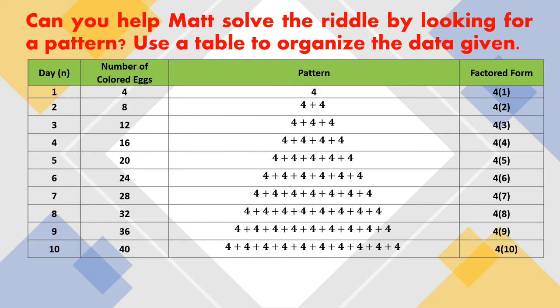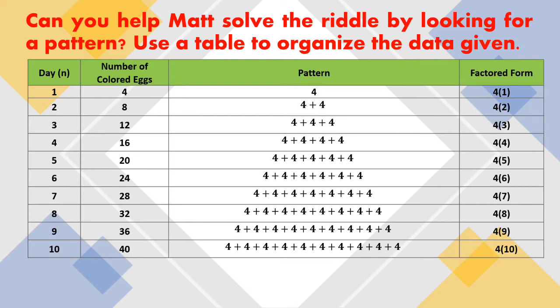As you can see on the table, the first column has the counting numbers from 1 to 10. It states the days from day 1 up to day 10. The second column has the number of colored eggs collected by Humpty Dumpty. This is called the term. On the third column, we can see the pattern for each day on the number of colored eggs collected by Humpty Dumpty. And the fourth column is the factored form.